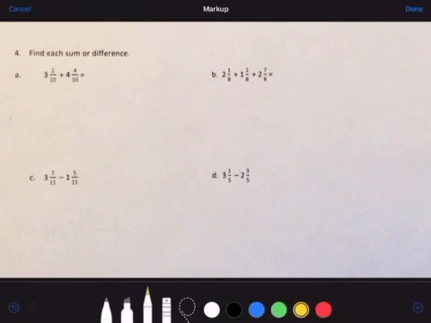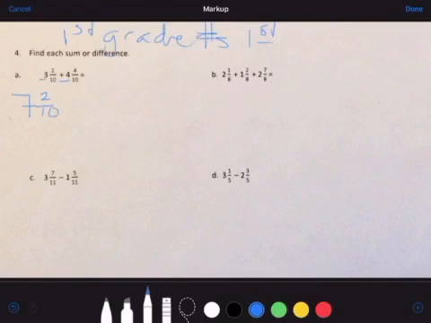So when we're adding and subtracting, we do first grade numbers first. You might even write on your paper, first grade numbers first, right? What's 3 plus 4? 7. And then we write the fractions the way they are. 7 2/10 plus 4/10. Then 2/10 plus 4/10 equals 6/10. So I still have the whole 7 and 6/10.